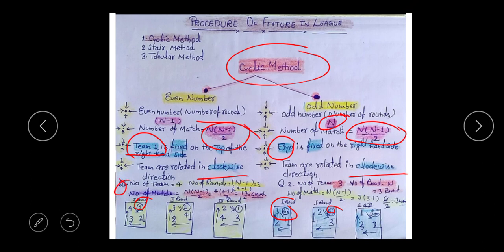Question number 1. Number of teams is 4. You make the fixture, league fixture. Clear? Then suppose 4 teams are there, we use the formula n-1. n-1 is 4 minus 1. How many rounds are there? 3 rounds: first, second, third. Clear beta? For the number of matches, we use the formula, and on solving it, the total number of matches is 6.